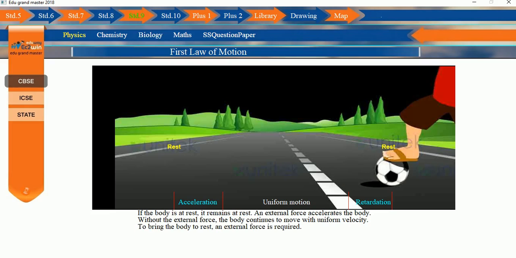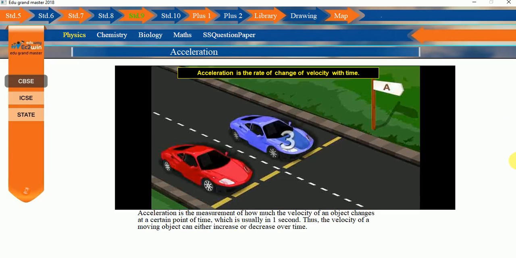The most beautiful part of this product is, suppose there is a terminology, acceleration, and you are unaware what exactly acceleration is. One click on it. Acceleration is the measurement of how much the velocity of an object changes at a certain point of time, which is usually in 1 second. Thus, the velocity of a moving object can either increase or decrease over time. So it makes it very simple for a kid to learn these topics.